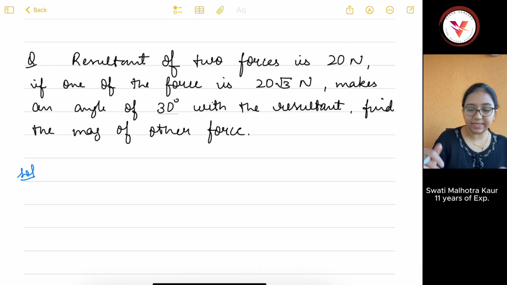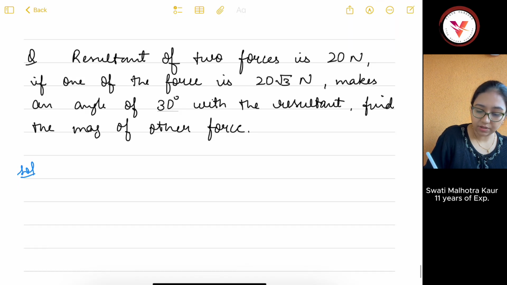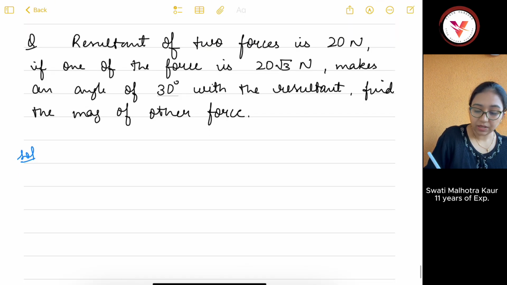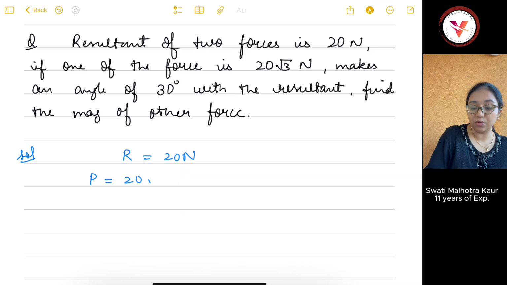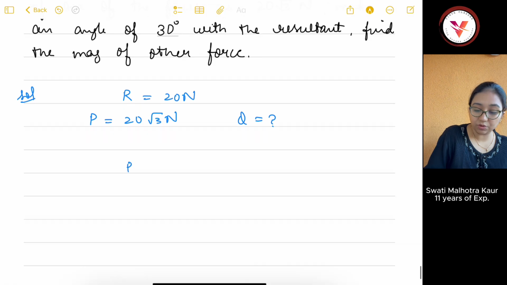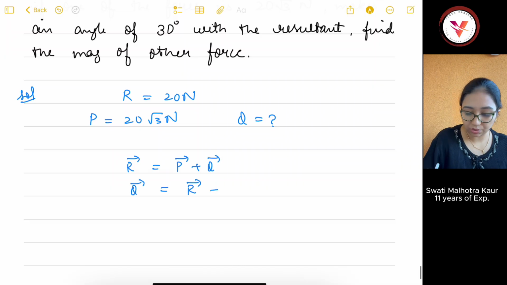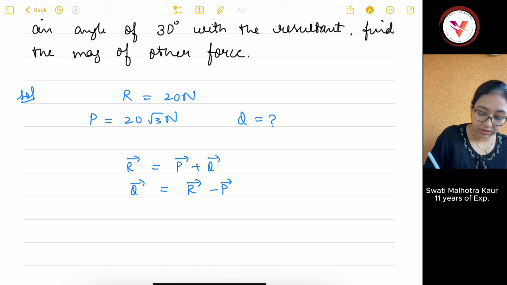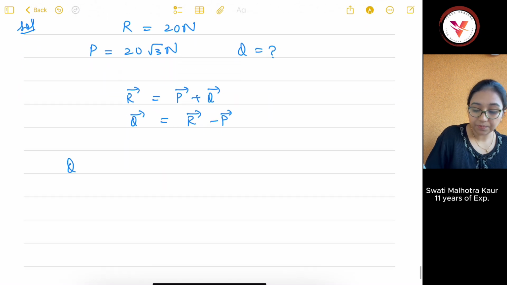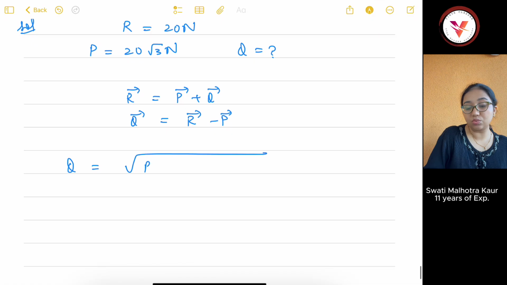Okay, so it's very easy. You have resultant to be 20 Newton. Let's say one force P to be 20 root 3 Newton, and you have to calculate Q. So the resultant is basically P plus Q. You have to calculate Q, so the Q will become R minus P. And you have the angle between R and P, so you can use this to calculate the magnitude, which is equals to R square plus P square minus 2RP cos theta.